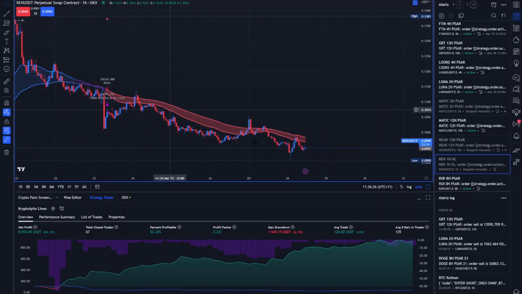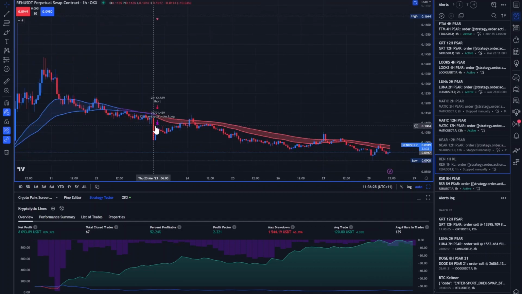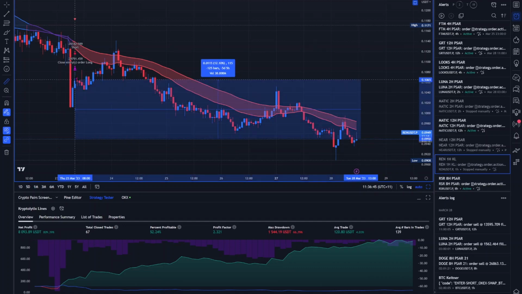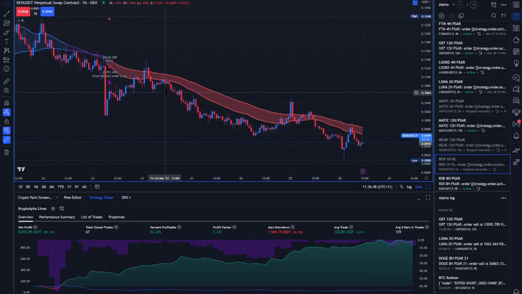So again, this one here was short over here on this candle. This is basically where it came back up. That was where it flipped to the short side, and so we're just sitting in this one and have been since the 23rd. And right now that one's up 12% essentially.